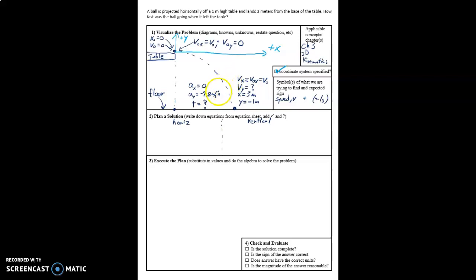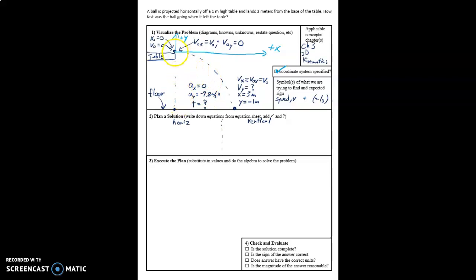Okay, we're looking at this problem of a horizontally launched projectile. A ball could be pushed back here and it gets to the edge of the table and becomes a projectile. It goes into free fall, where gravity is the only significant force acting, which means a sub x equals 0 and a sub y is 9.8 meters per second squared downward.